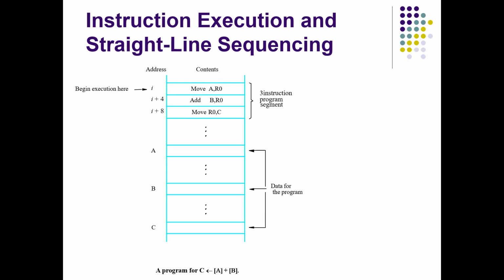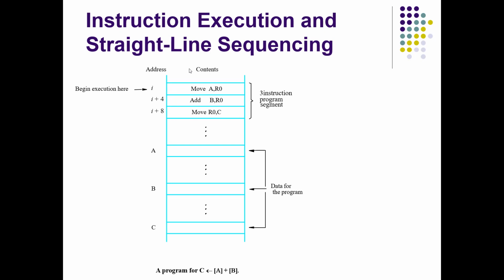How will it be executed? Actually, this segment of program is three instructions stored in the memory. The PC points to the first instruction address, that is I. After executing the first instruction with the help of ALU and other computer components, MAR, MBR and all, the PC will be incremented to I plus 4. The word size is 4 bytes, so every time it is incremented by 4. Then for the next instruction, I plus 8, etc.